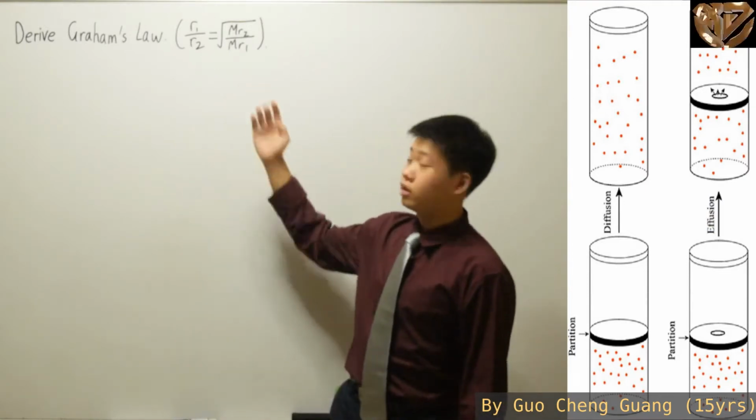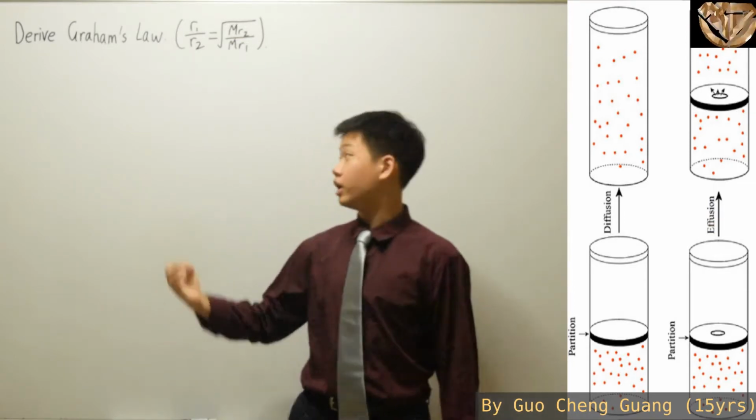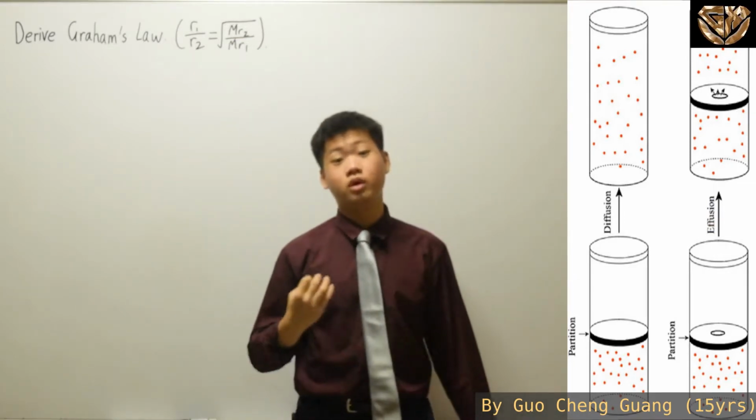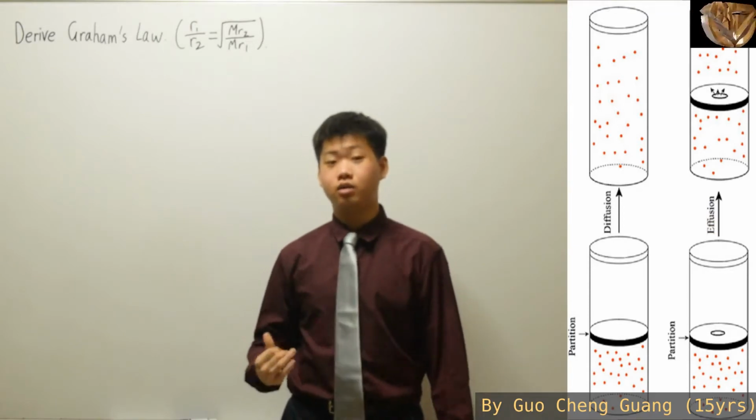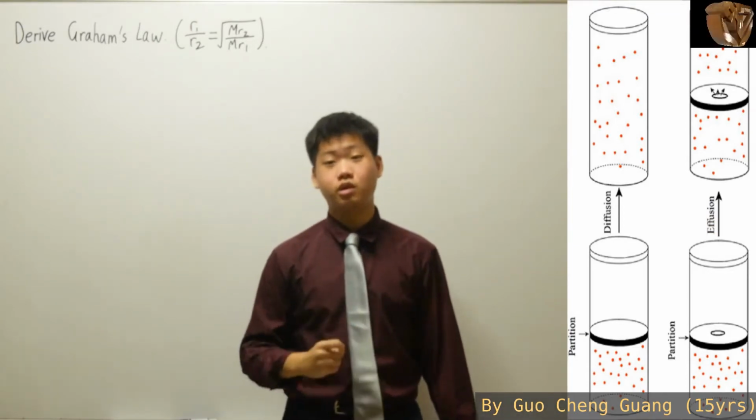So this is what it looks like when you write it out. Of course, there could be many different forms, and this is just one of them, which is also one of those that are simpler to understand, alright? So, what is so special about Graham's law?